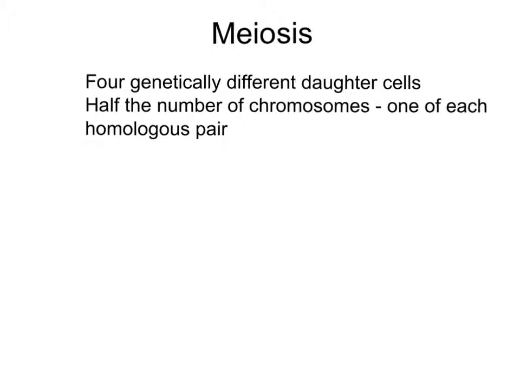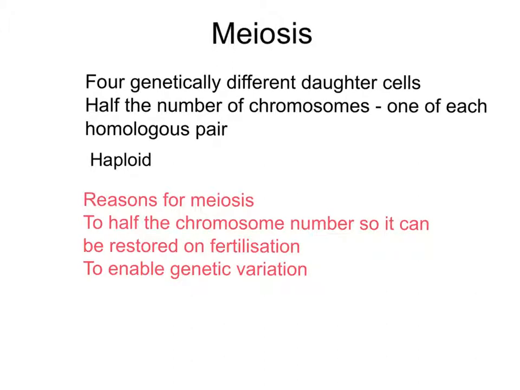So meiosis is a different type of cell division. This time we get 4 genetically different daughter cells with only half the number of chromosomes, one of each homologous pair. These cells are called haploid cells. Reasons for meiosis. First one, to halve the chromosome number so that we can restore the chromosome number when the gametes join together at fertilisation and to enable genetic variation.